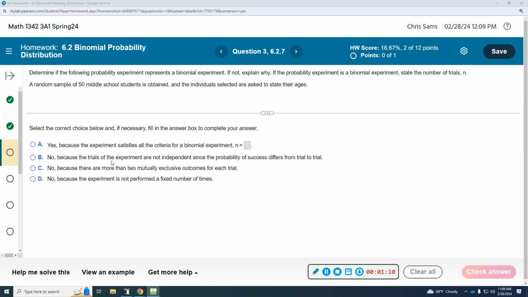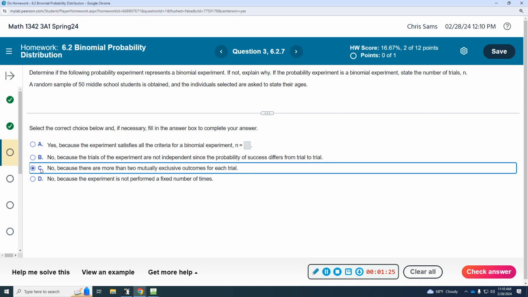We're going to say no, the number of trials are not independent. No, because there are more than 2 mutually exclusive outcomes. Yes, so middle school ages are going to be probably 11, 12, 13, and we don't have 2 outcomes, success or failure, defined.